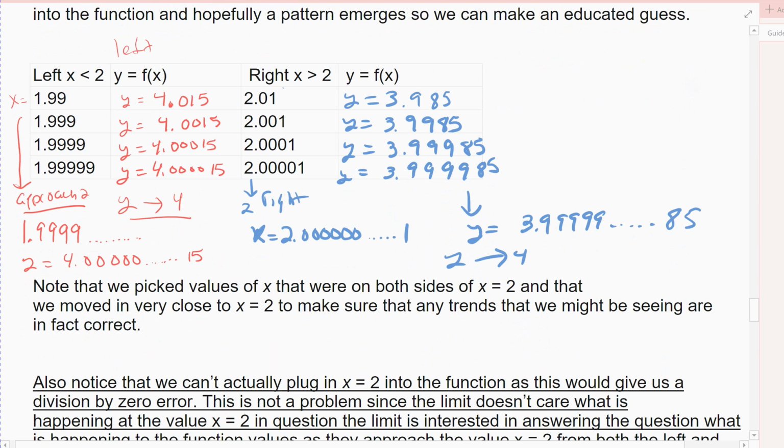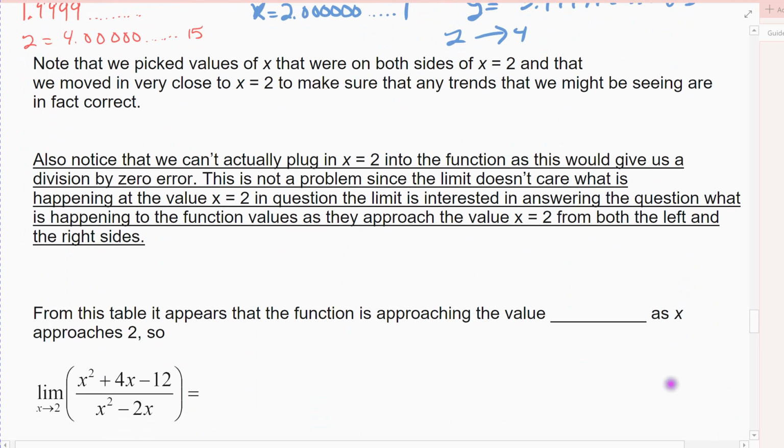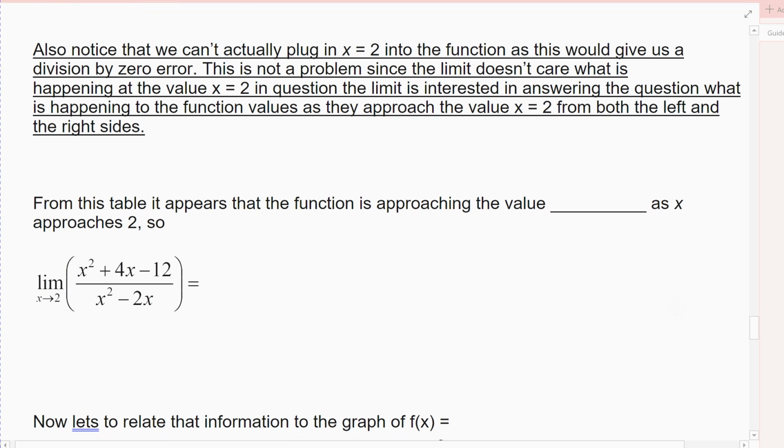Alright, and so if we pick values that are on both sides of 2, getting closer and closer to 2 from the left and the right, you should see a pattern, a trend. I said this earlier, but if you tried to plug 2 into the function, it gives you an error because you get division by 0. So it doesn't exist at 2, but the limit doesn't care that it doesn't exist at 2. It's just what's happening as I get closer and closer to 2.